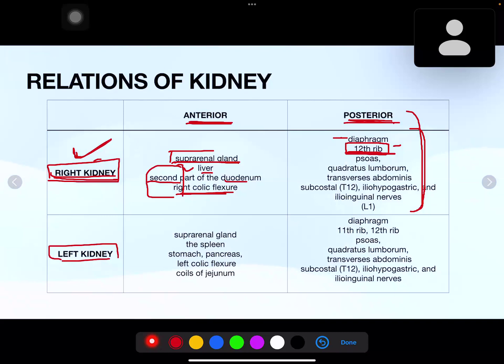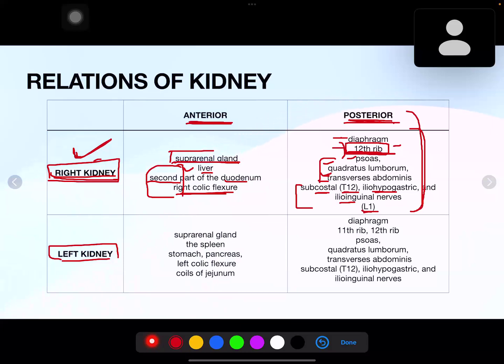Then the muscles of the posterior abdominal wall. What are the muscles? The psoas, the quadratus lumborum, and the transversus abdominis as well, because it is also an anterolateral muscle, so laterally it will be covering. Then a few nerves: the subcostal nerve, the iliohypogastric and ilioinguinal. Because of the 12th rib, you can remember that T12 and L1 would be there.